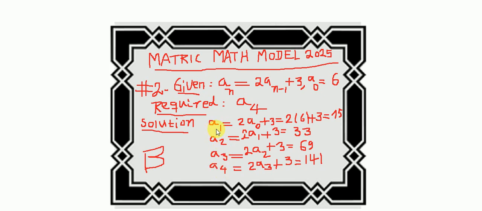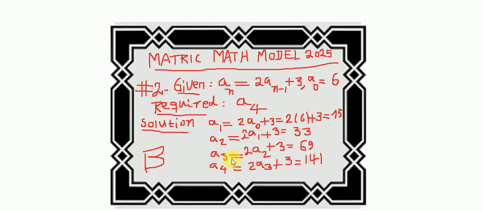a1 also has to be found because it is not given. a0 is 6. So to get a1 we have to use a0. a1 is twice of a0 plus 3, but a0 is 6, so twice of 6 plus 3, which means 12 plus 3, 15. To get a2 I have to use a1. a2 is twice of a1 plus 3, but a1 is now found to be 15. Twice of 15 plus 3 means 33.